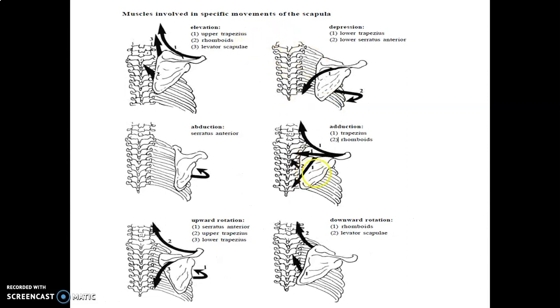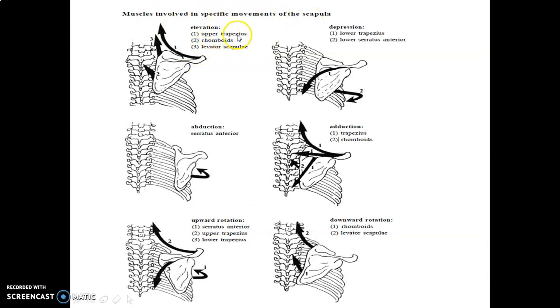These are already what we have discussed, and again we will be discussing later. I just wanted to give you an idea of which muscles are involved in specific movements of the scapula. We are not talking about the movement of the glenohumeral joint. We are talking about the movements of the scapula. You don't have to confuse it. This is the muscles involved in a specific movement of the scapula as such.